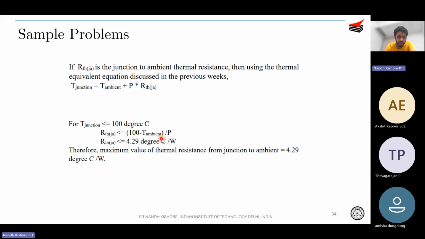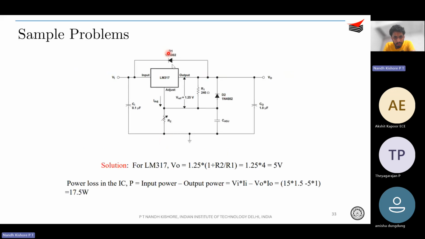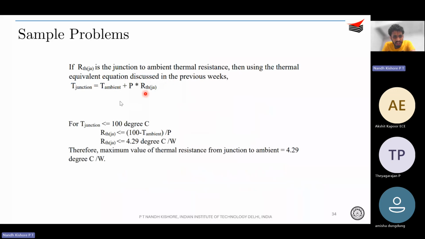So what did we do in this question? We just calculated the power loss in this IC, that is input power minus output power. To calculate V naught, Vref is given as 1.25 and R2 by R1 is given. Since R2 by R1 is 3, the voltage across R2 will be 3 times Vref. So V naught will be this voltage plus this voltage. So this is the power loss across this element. Then, based on this particular relation, Tj is equal to Ta plus P into R theta, you find out what is the R theta.